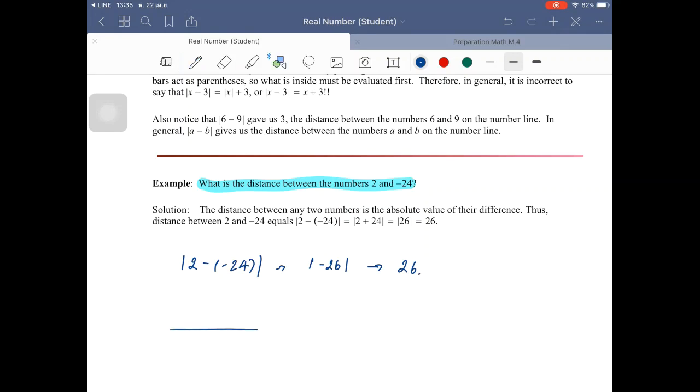What does it mean? Okay, for example, in the number line here, the number line here is 0. And the question asks you to find here 2 and negative 24. The question asks you to find the distance between these 2 points. So firstly, you subtract these 2 points and then you put the absolute. So the answer will be 26.